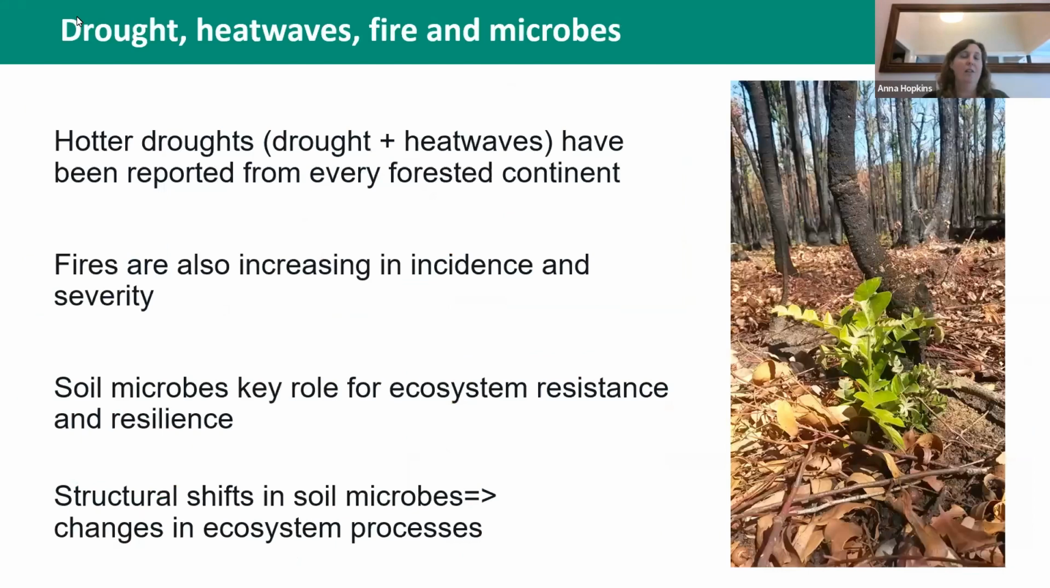So first I just want to talk a little bit about the background to our thinking in these studies. I'm sure everyone's really well aware of the fact that our climate is changing, and as a result, we are having hotter droughts, so droughts and heat waves, and they've been reported from almost every forested continent throughout the world. Fire is also a really current contentious subject, and fires have also been increasing in incidence and severity. And there are some amazing examples throughout Australia of how this has been happening in the last 5 years or so.